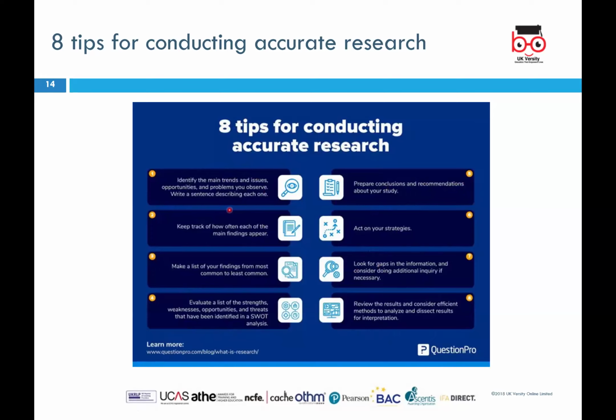The Anatomage table, I know it's never been done in this cohort of MSc students. It might have been done in previous students. They might have had a go with it, but these students definitely have never seen it. Review the results and consider efficient methods to analyze and dissect results for your interpretation. Is that clear to everyone?